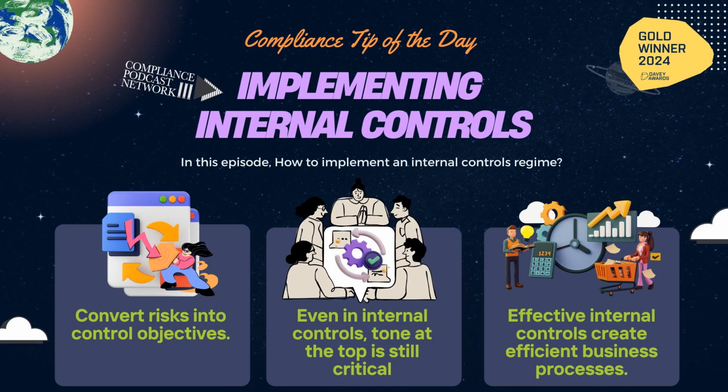So what are today's 3 key takeaways? Number 1, convert your compliance risks into internal control objectives. This gives you the ability to move to a risk ranking system. 2, as with many components of a best practices compliance program, tone at the top is important, even in the arena of internal controls.